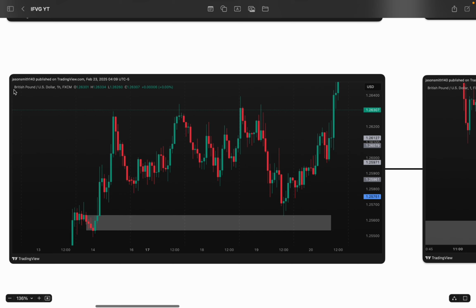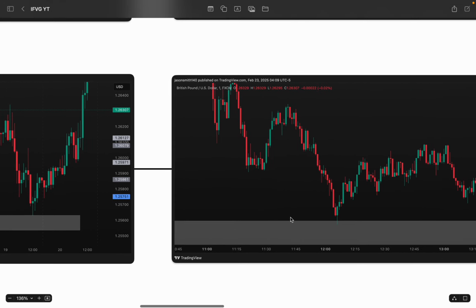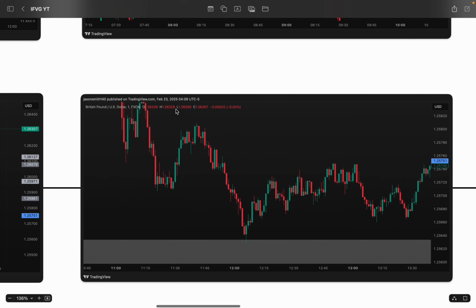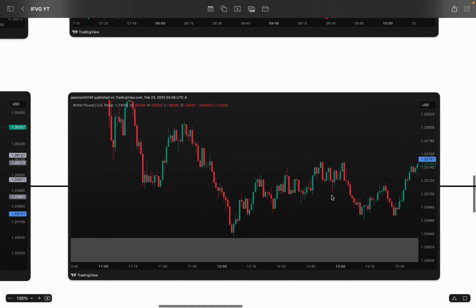Here's another one. We are on the British pound US dollar. We had a nice big point of interest, a nice order block here. This will be a 4-hour order block. So price came, tapped in our order block. So what we do, if price enters our higher time frame POI, we go to the lower time frame. As you can see here, we are on the 1 minute. Price tapped in.